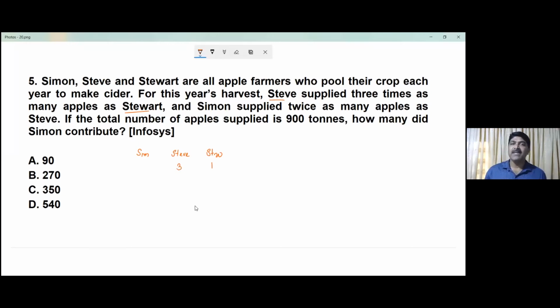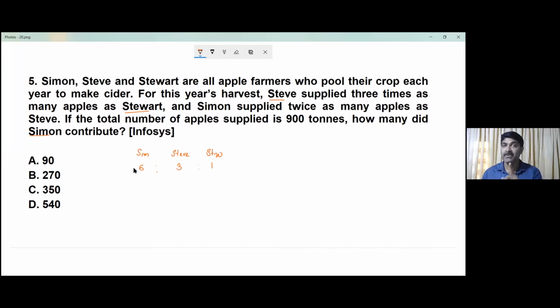Yes. Simon supplied twice as many as Steve. As we know, Steve supplies 3. Therefore, Simon supplies 6. So we got the ratio here. Got it clearly? Then instead of reading all the things first, you just simply read the last sentence. What we are going to find out is the contribution from Simon. So Simon is denoted by 6. Clear? So our answer is a multiple of 6.